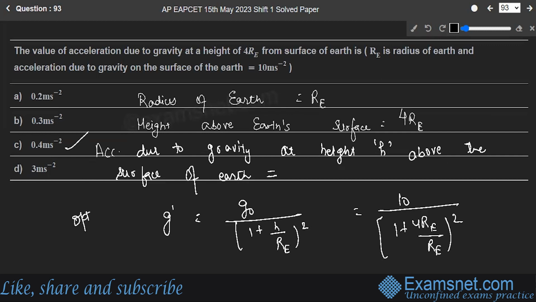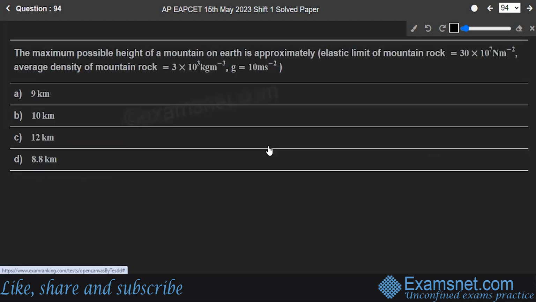Option C is the correct answer. Hope you understood this. Next is question number 94.